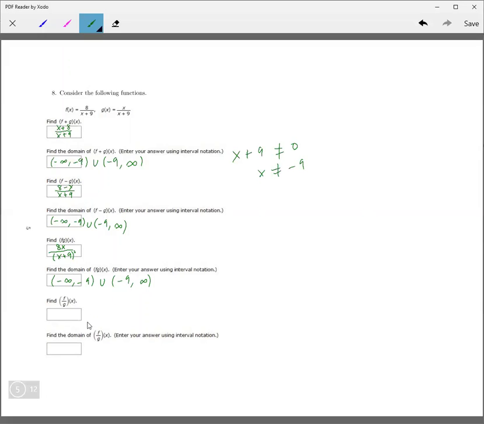Okay, f over g. That's this divided by that. So when you divide, you can take the reciprocal and multiply, right? Like that. And then those will cancel. And you get 8 over x.